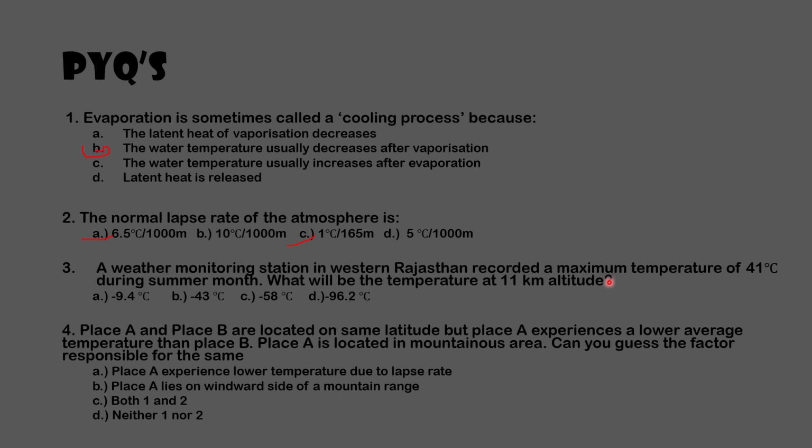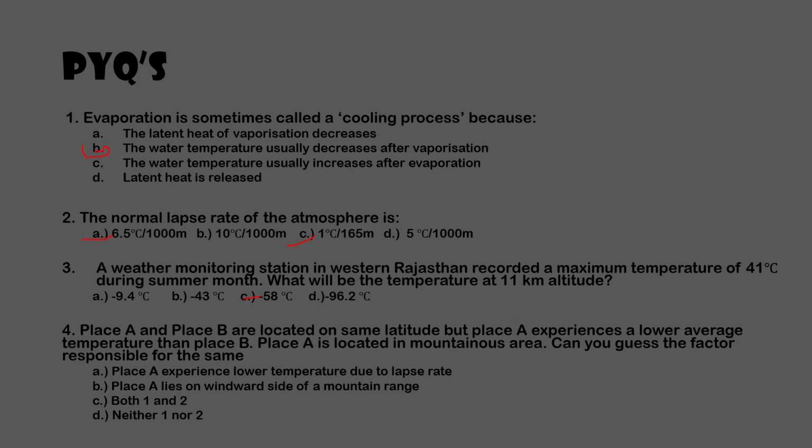Now, if you start calculating at the dry adiabatic lapse rate, the air at the height of 11 kilometers is cooling at a rate of 10 degrees Celsius per 1000 meter, so it will cool by 110 degrees Celsius at a height of 11 kilometers. Now you subtract that 110 degrees Celsius from 41 degrees Celsius. What you will get is minus 59 degrees Celsius. That minus 59 degrees Celsius is not in the options, but the closest one is minus 58 degrees Celsius. So the right answer would be minus 58 degrees Celsius. This was a tricky question, so you need to be careful in questions like this.